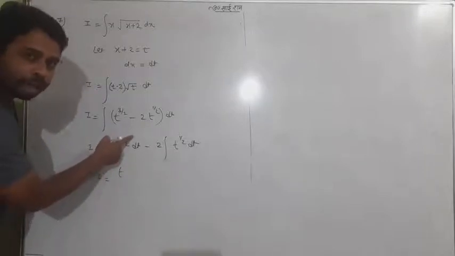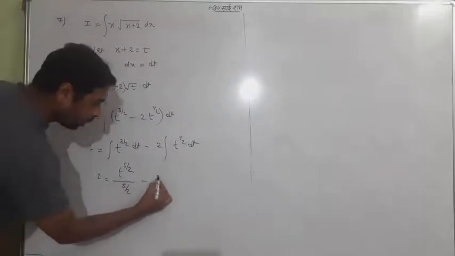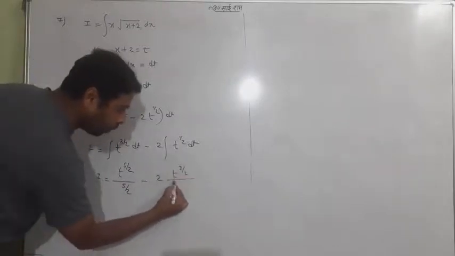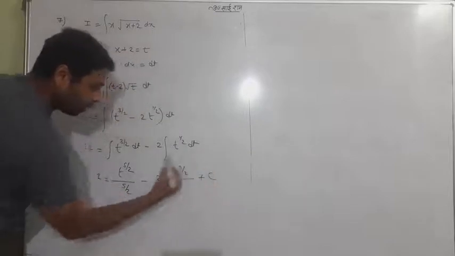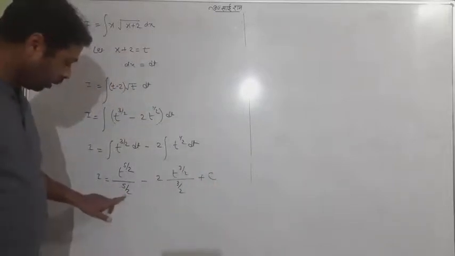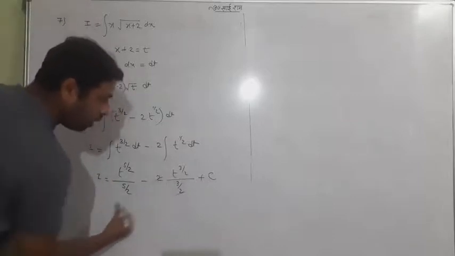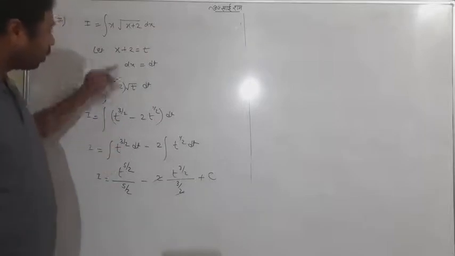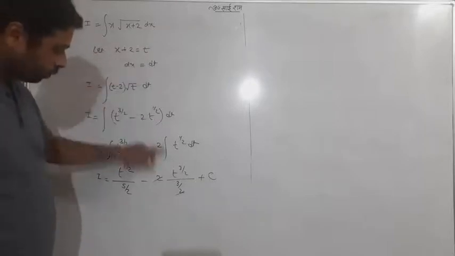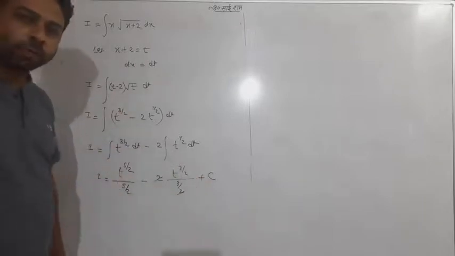Power will add 1. Adding to the power, it's 5/2 upon 5/2, and this is 3/2 upon 3/2 plus c. So what is the last idea? It's on you only. What you will do, it is 2 by 5, and this 2 will be cancelled. So instead of t you can put x plus 2, and this 1 by 3, instead of t you can put x plus 2, plus c, and that is the final answer.